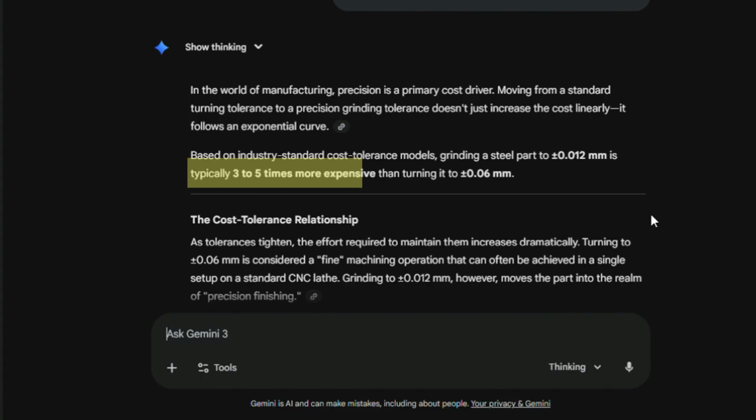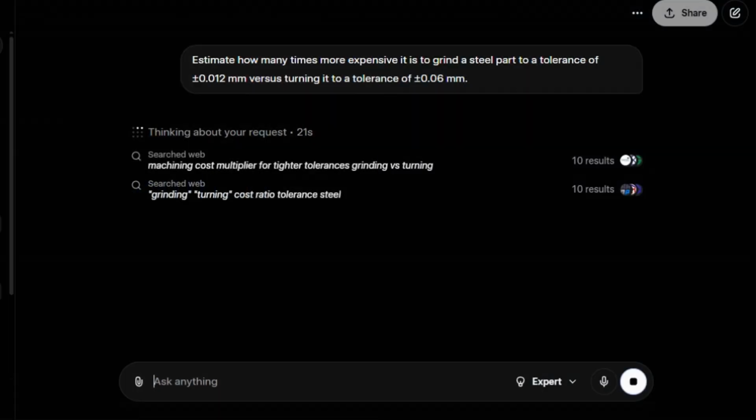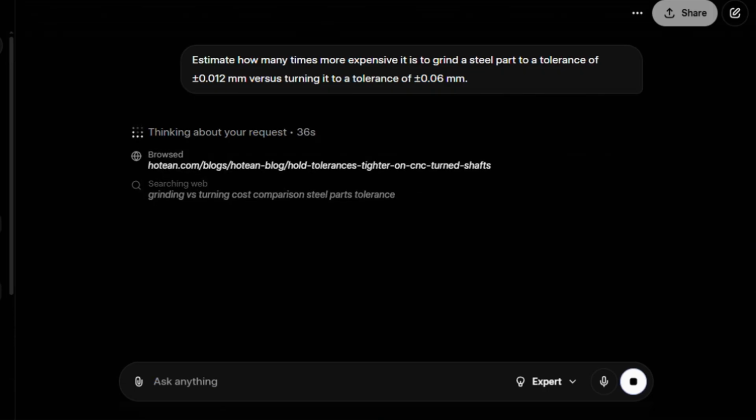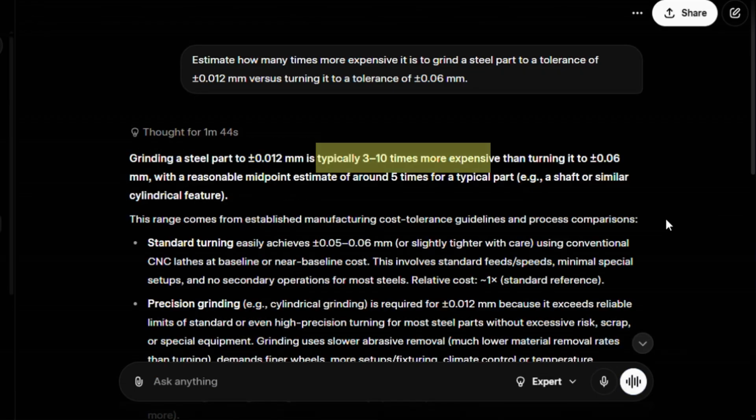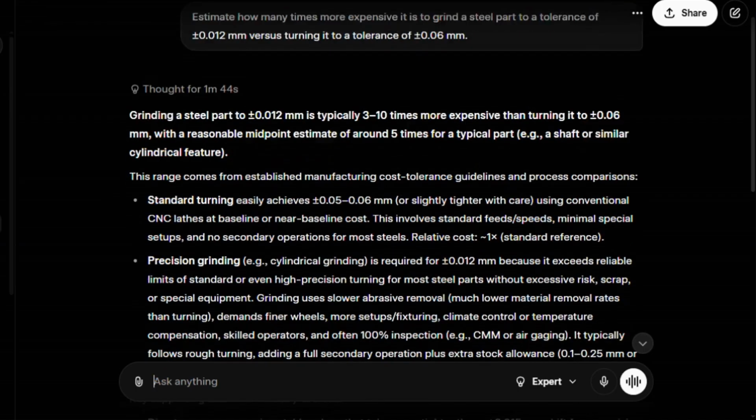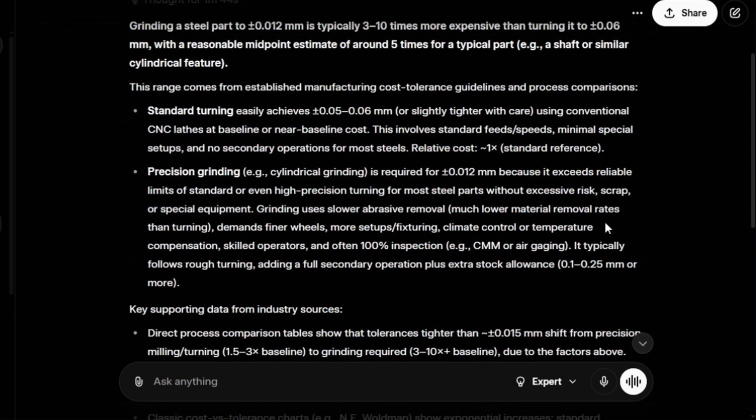And finally, let's try with Grok here in expert mode. Again, basic account, no premium. It returns 3 to 10 times more expensive. Okay, so all three AI tools give a range here. None of them give actually a single number, which is fair.